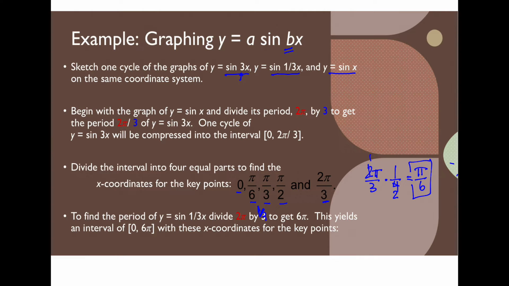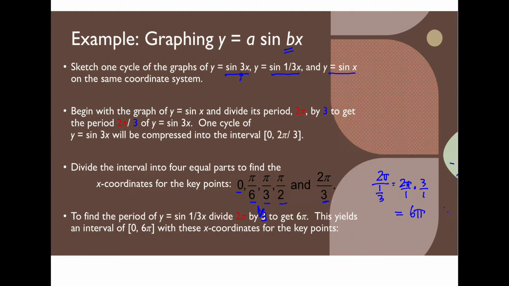So let's just go ahead and erase this. We're going to take 2 pi and divide it by 1/3, which is 2 pi times 3 over 1, which is 6 pi. So 6 pi now is my period. So it actually got pulled out, horizontally stretched, when I multiplied it by 1/3. So again, it's the opposite of what you would think when it happens to x.